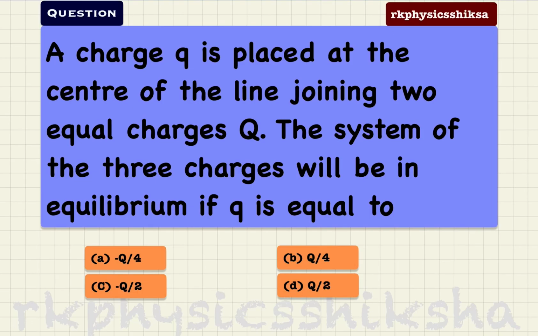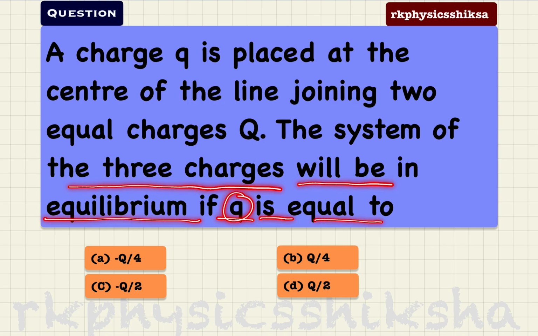Hello students, now we are going to discuss a question from electric charges and fields, and the concept is forces between multiple charges. In the question, a charge small q is placed at the center of the line joining two equal charges of magnitude plus Q. The system of the three charges will be in equilibrium if q is equal to how much?